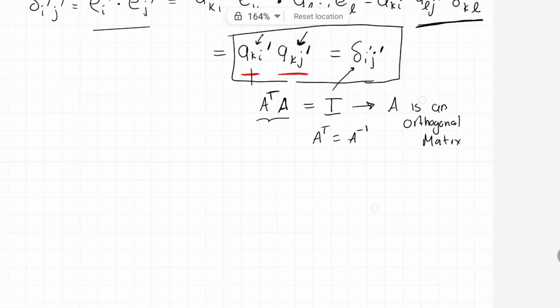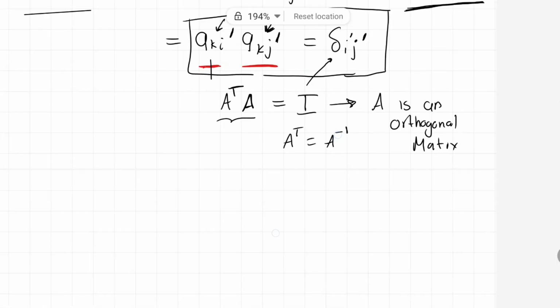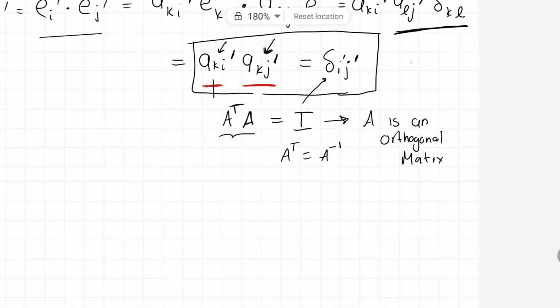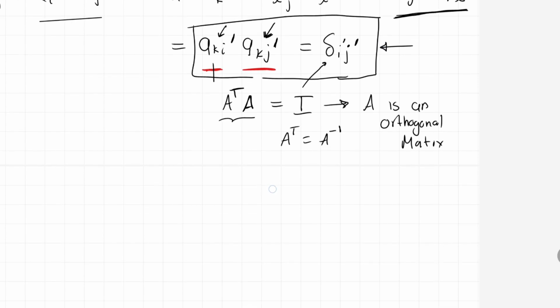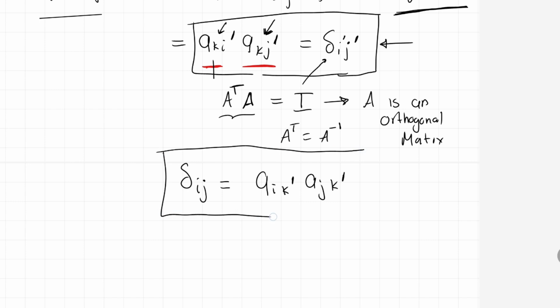Since any matrix commutes with its inverse, we can establish a similar relation to this one, but we can just switch the prime notation. The Kronecker delta ij is equal to a i k prime a j k prime. It's the same, but switching the order of the prime notation.